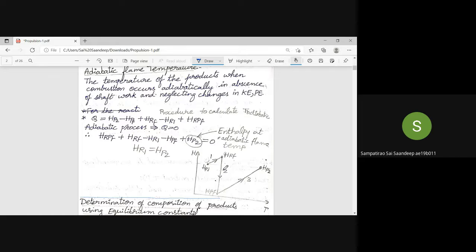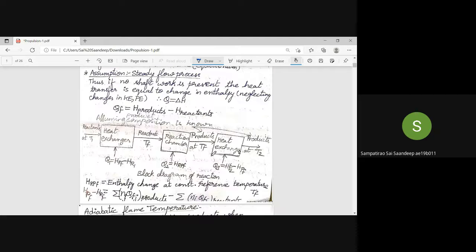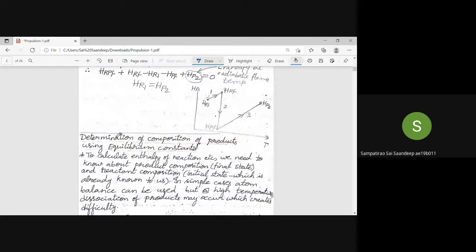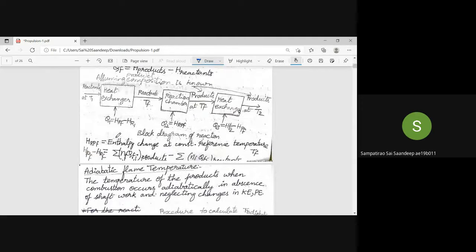So I can write the above reaction in the form of an HT diagram like this, where step 1 represents the enthalpy change at constant temperature of the reactants, step 2 denotes the enthalpy change in the reaction chamber, and step 3 is the enthalpy change at constant temperature of the products.